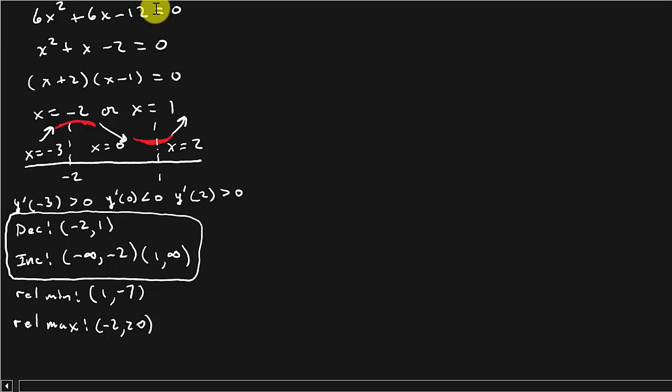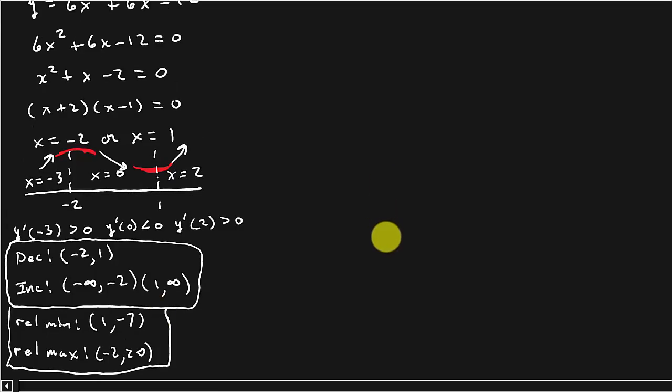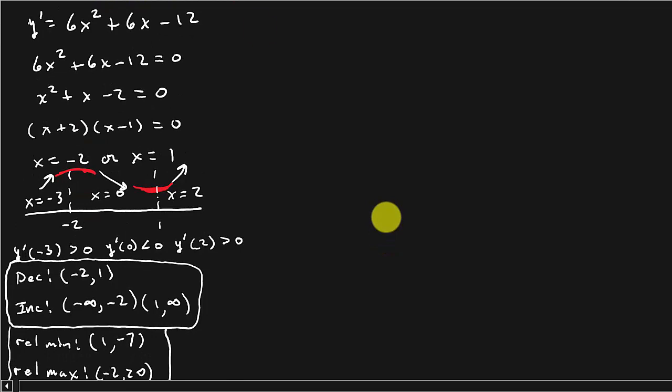And hopefully I didn't mess up putting that in. I don't think I did. But there's my relative max and min, as long as I punched everything in the calculator right. All right, so now what do we need? Well, now we need the second derivative. I'm going to take the derivative of y prime, so that's going to be 12x plus 6, right? Yep. And so 12x plus 6 equals 0. So x is, what is that, negative 1/2.